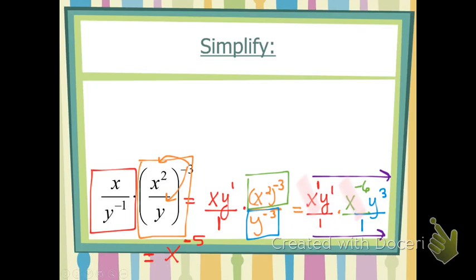And then I'm going to do the same thing for the y's. I'm going to do y to the first times y cubed, which is y to the fourth. And the denominator would be 1 times 1, which is 1. And I'm just about finished here. I've got a negative exponent, which I know switches positions and becomes a positive exponent. So the y to the fourth stays where it is because it does not have a negative exponent. But the x to the -5 goes to the bottom of the fraction and becomes a positive exponent. So then my final solution is y to the fourth over x to the fifth.